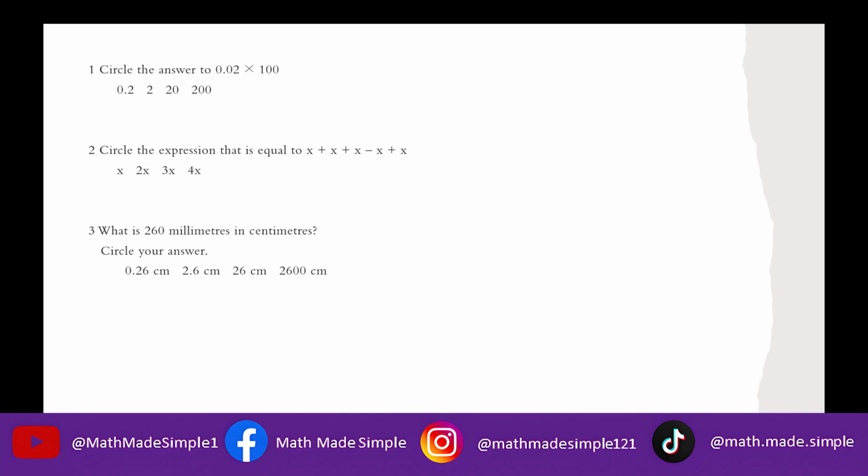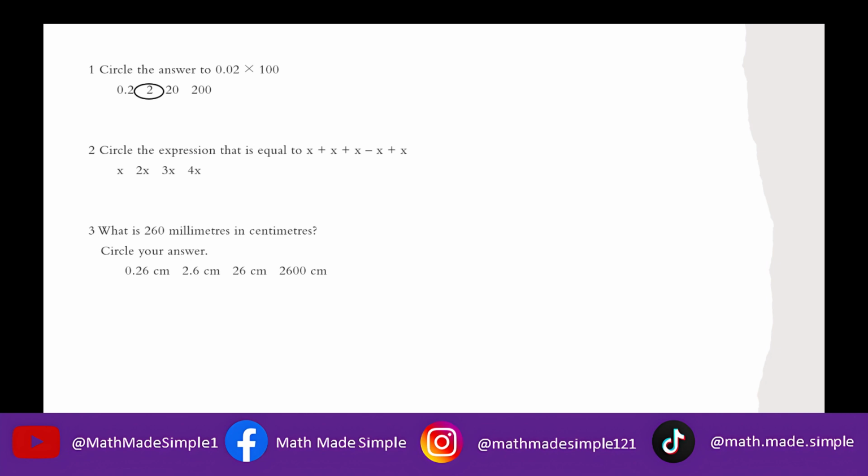So question 1 is circle the answer to 0.02 times by 100. So I know that it's going to get 100 times larger. So 10 times larger would be 0.2 and 0.2 times by 10 is 2. So the answer is 2.